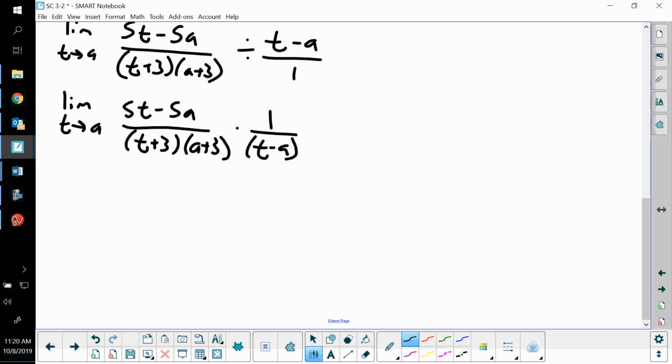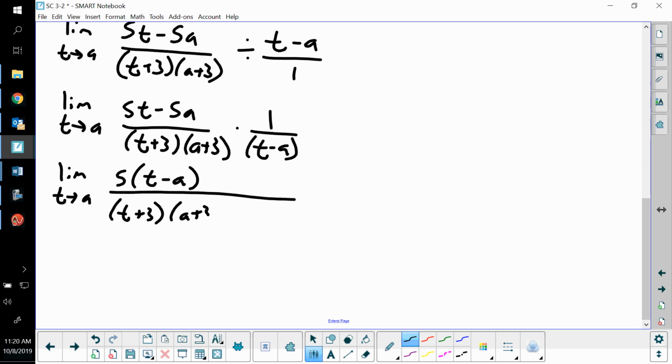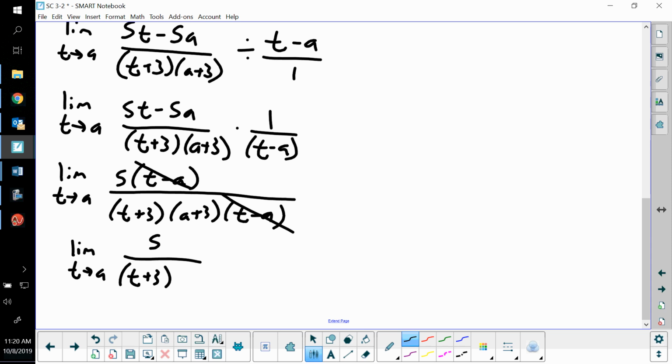Well, we want the t minus a to wipe out. Notice in the numerator, we can pull out a 5. The t minus a's will divide out. We're left with limit as t approaches a. This is 5 over t plus 3 times a plus 3. And now we're ready to do direct substitution.